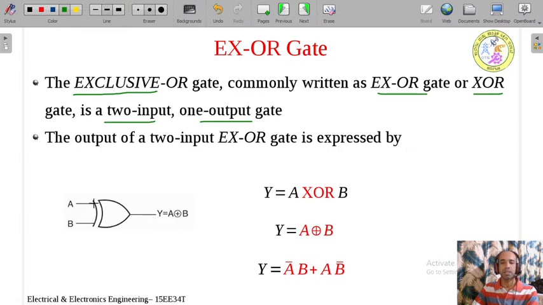How do we represent the XOR gate symbolically? This is the OR gate symbol. Suppose you take only this one, the OR gate. For the XOR gate you have to draw one more curve like line. So this curve like line you have to write. Okay, and you add the inputs here. A is the input and B is the second input.